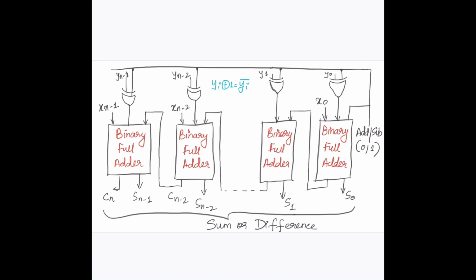By passing a 1 over here in this bit, this 1 will enter the XOR gate. So this XOR gate is equivalent to yi XOR 1, because through this bit we give a 1. So this is equivalent to y0 XOR 1, and y0 XOR 1 will be equivalent to y0 bar. So a subtract operation will be carried out, and the output we get will be equivalent to subtraction.